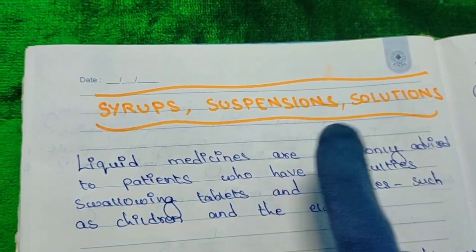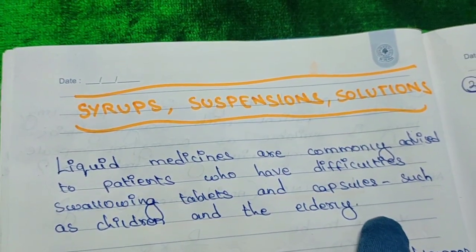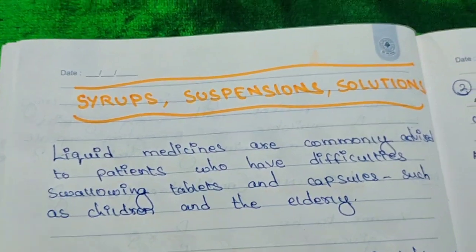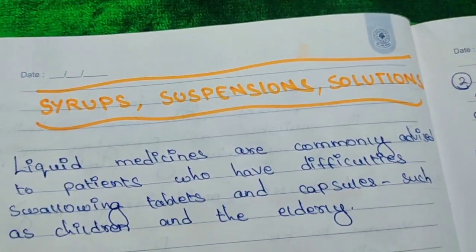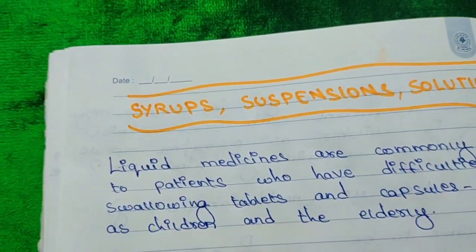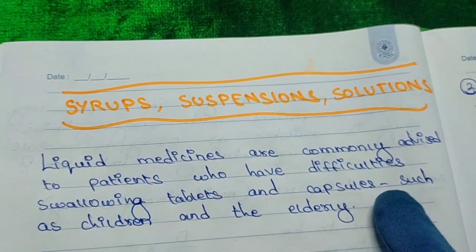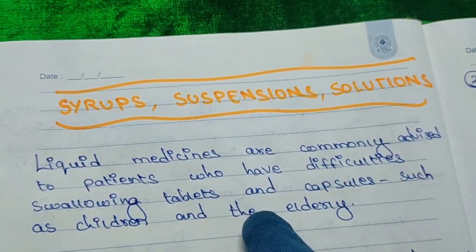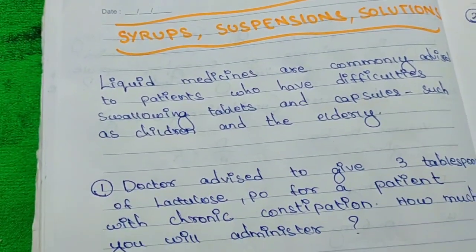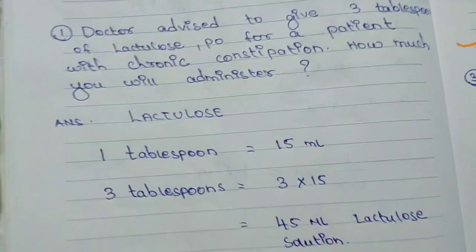And liquid medicines are commonly advised for which patients? For those patients who have difficulty in swallowing the tablets or capsules, or those who are on nasogastric tubes, or intubated patients. So for them liquid medicines are advised, such as syrups, suspensions or solutions. Even tablets can be crushed and given. So let us see some examples.